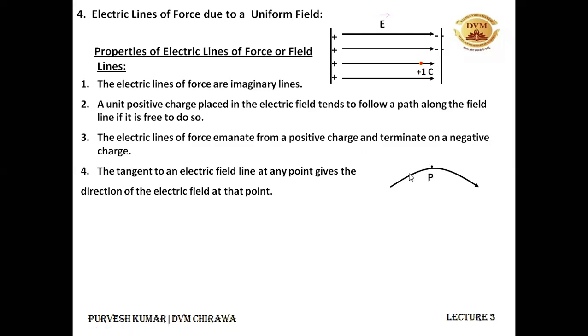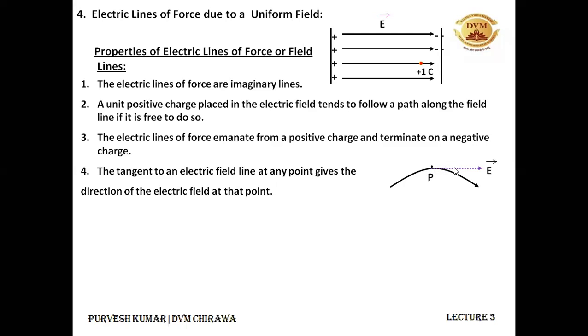So you can see it. This is my point of interest at point P. I need to find the electric field direction. The direction of electric field at point P can be obtained by drawing a tangent to this electric field line, that is the curved one, at point P. So it looks like this. This is a tangent. If I draw a tangent on this point P, it will look like this. So the direction of electric field at point P will be along the tangent.